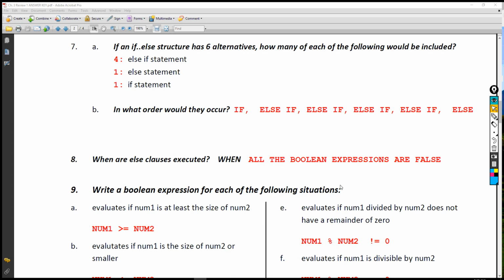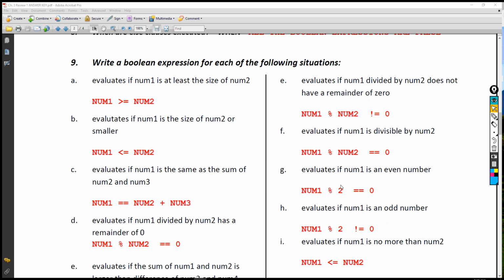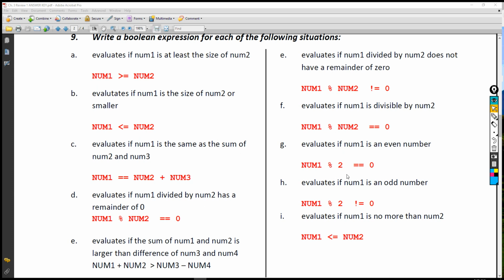All right, number 9. Write a Boolean expression for each of the following. Let's see if we can. Evaluates if num1 is at least the size of num2. So the way you could look at this is you pick a number, and this is what I used to teach in algebra, is that pick a number, at least the size. Let's say num2 is 7. Okay, if num1 is going to be at least 7, you go to the left.